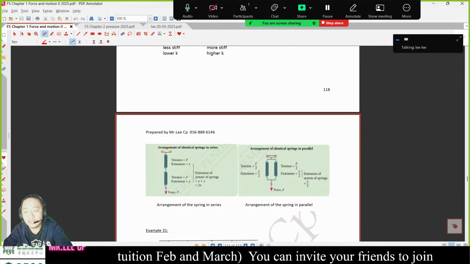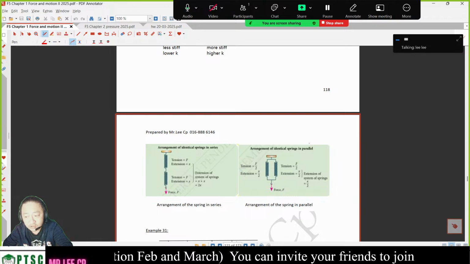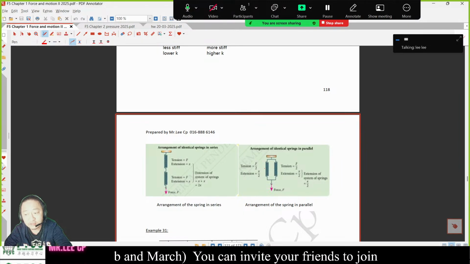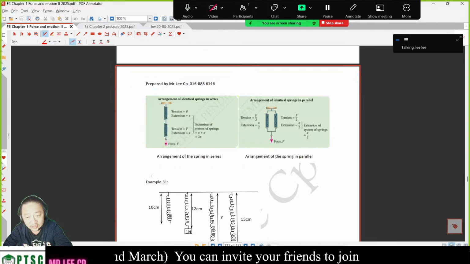Lastly, it is the arrangement. So if I arrange in this way, it is more stiff, right? Arranged in parallel, it is more stiff.